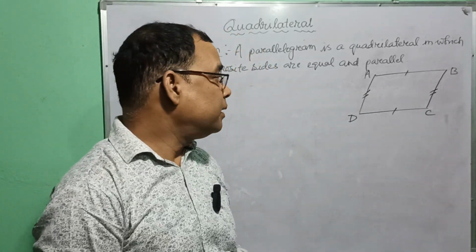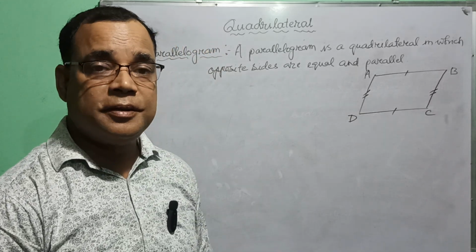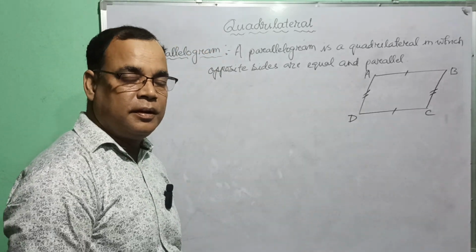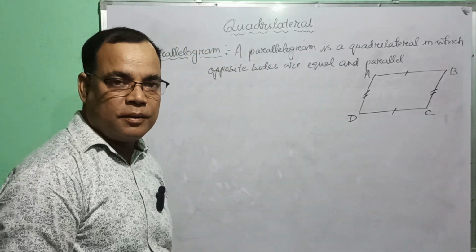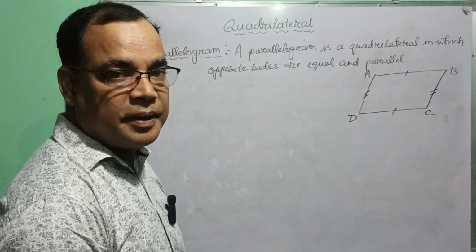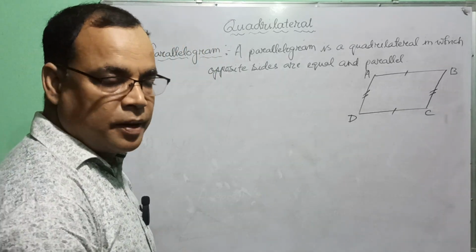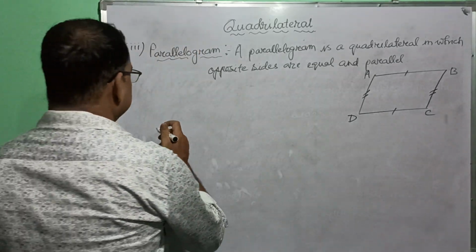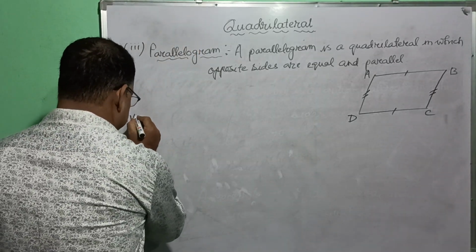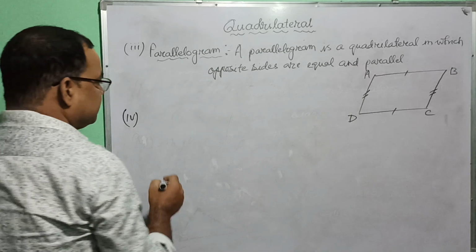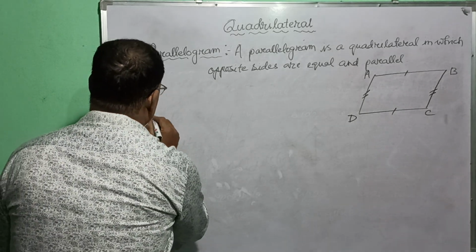In my next videos, I'll discuss there are some similarities between rectangle and parallelogram also, because a rectangle is also a parallelogram. Then how a rectangle becomes a parallelogram, we'll discuss it later on along with their properties. Now, number 4. In number 4, we'll write rhombus.